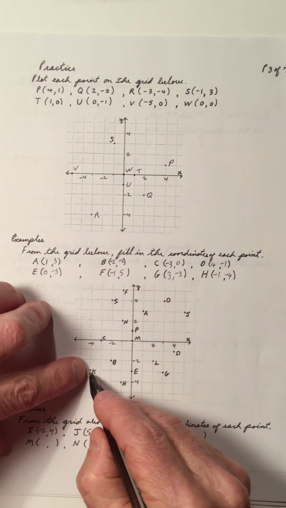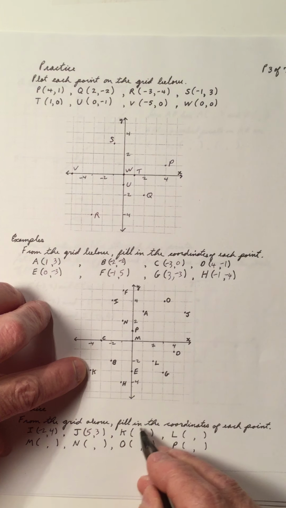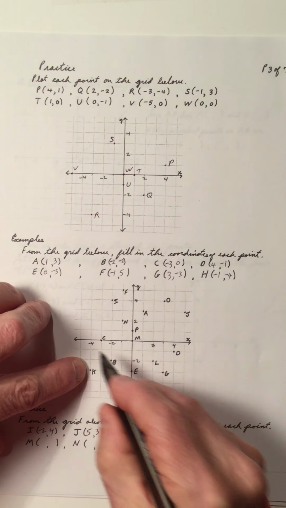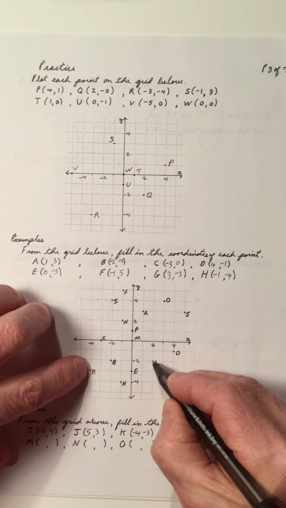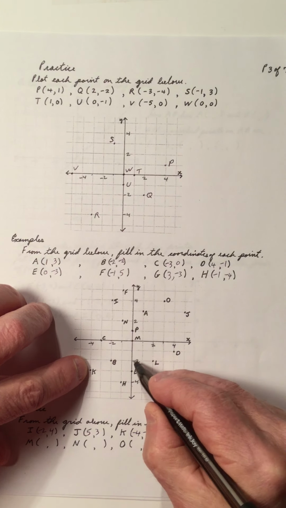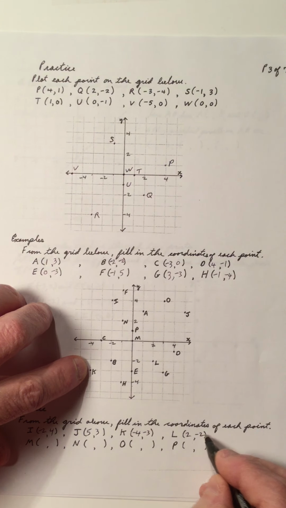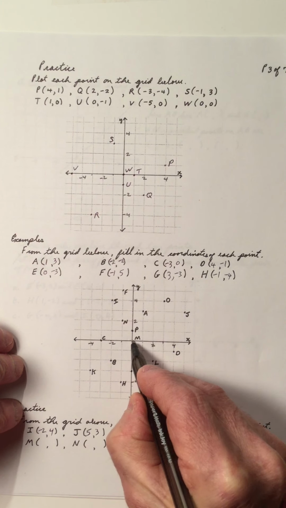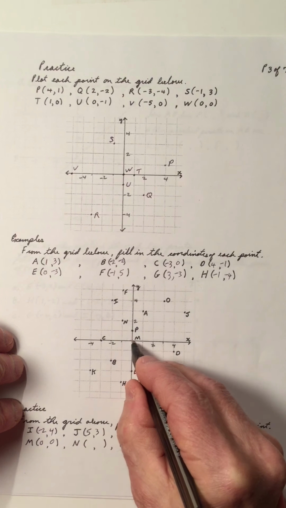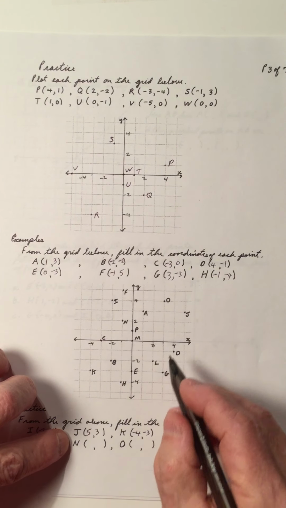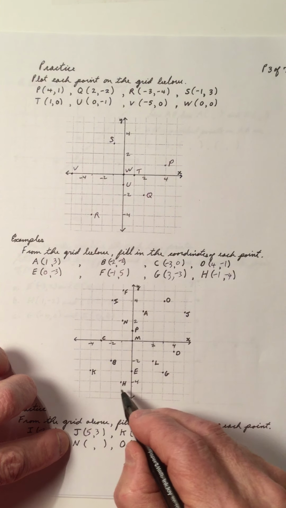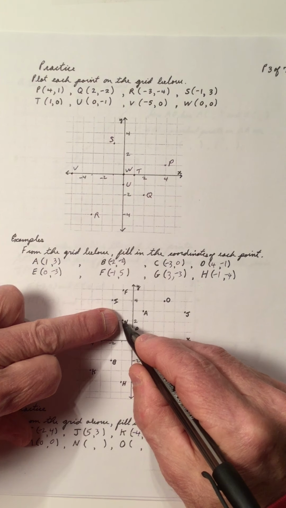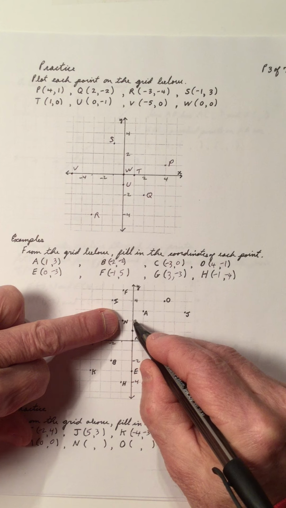K is right here. The X is negative 4. And the Y is negative 3. L, right here. X is 2. Y is negative 2. M is right here. Oh, M is the famous one. Origin, 0, 0, right at the intersection of the two axes. N is, if I can find it, right here. N is right here. X is negative 1. Y is 2.